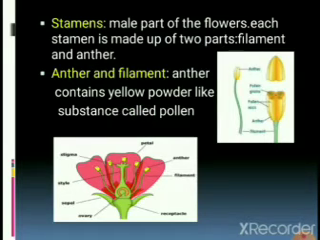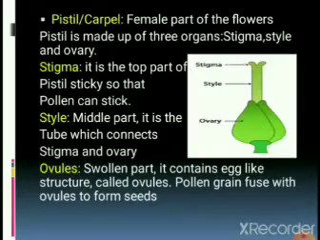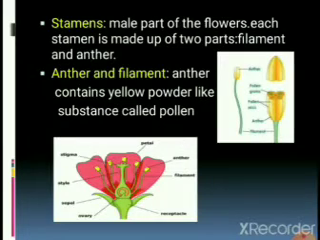Inside this anther, and this green portion is a filament. If you cut this anther, you will find some pollen grains. These pollen grains play a very vital role in the reproduction of flowers. So let us discuss some more parts. Now, pistil or carpel. As you can see, this green portion is a pistil.